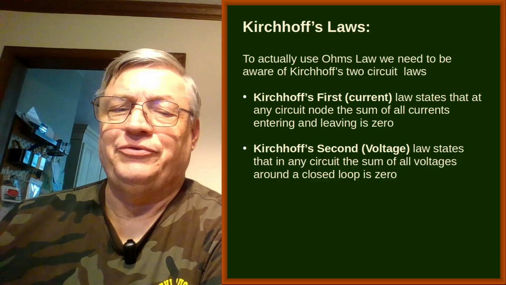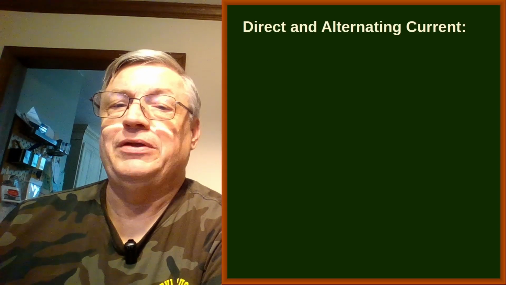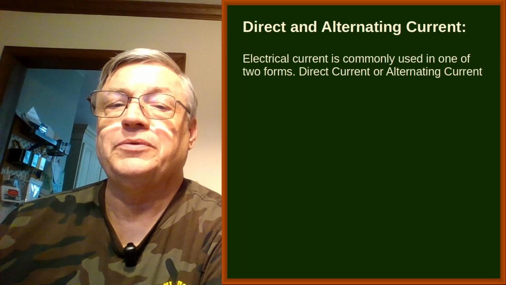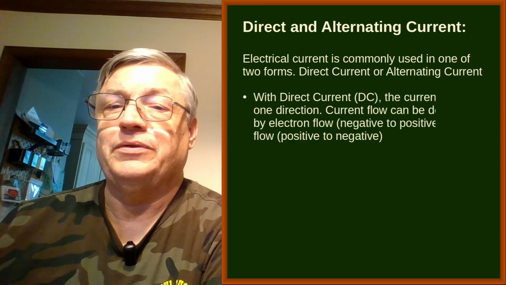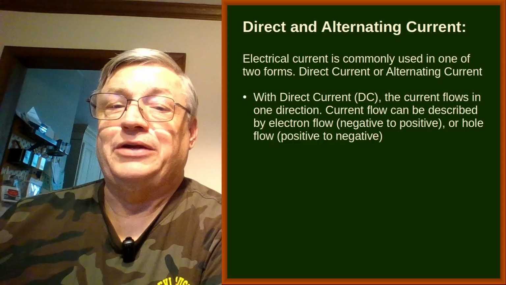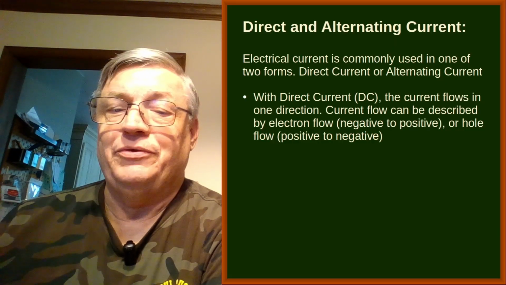Before jumping into actual circuit analysis, let's talk about direct and alternating current. These are the two ways of commonly describing electronic current, like I say, direct and alternating. With direct current, current always flows in the same direction. As I said, it can be described as electron flow from negative to positive or hole flow from positive to negative, but it's always in one direction.